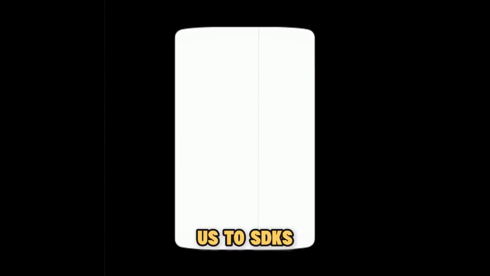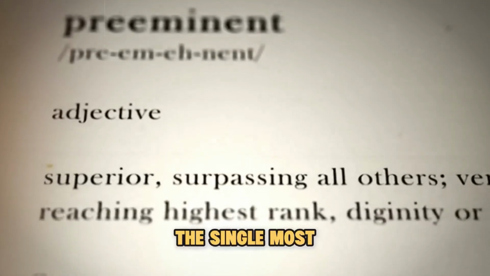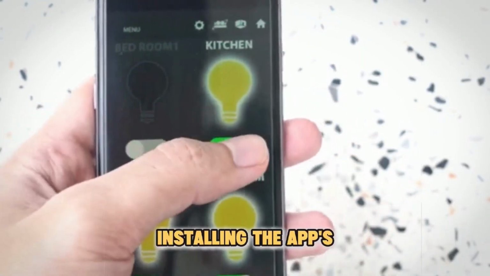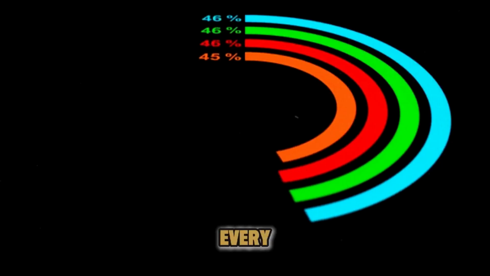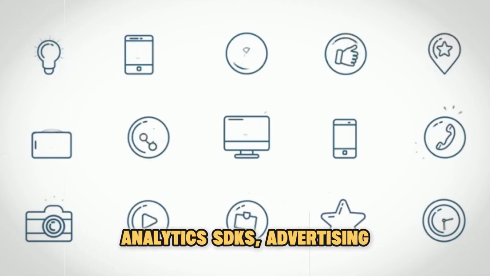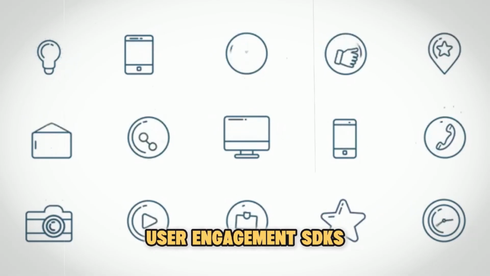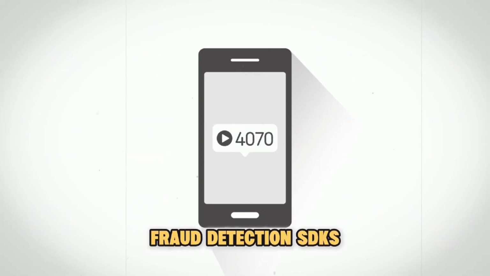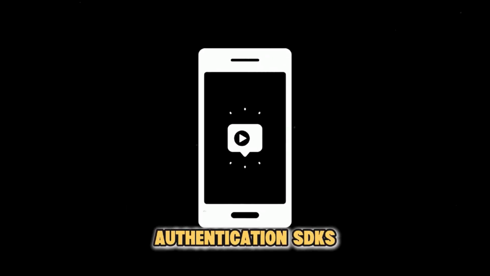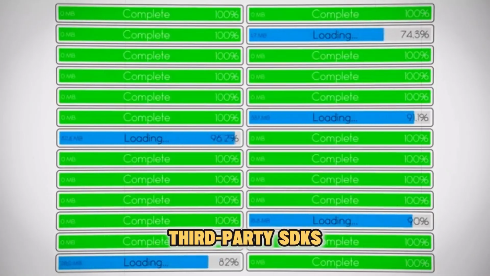Which brings us to SDKs. This is where the real story of mobile data access lives, and it is the single most underappreciated aspect of the permission model. When you install an app, you are not just installing the app's own code. You are installing every third-party software development kit the developer chose to include. Analytics SDKs, advertising SDKs, crash reporting SDKs, user engagement SDKs, push notification SDKs, fraud detection SDKs, in-app purchase SDKs, authentication SDKs. A typical consumer mobile app includes between 5 and 20 third-party SDKs.